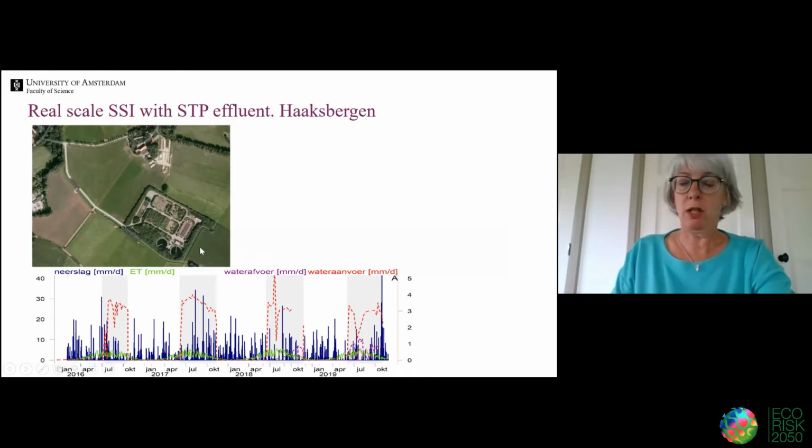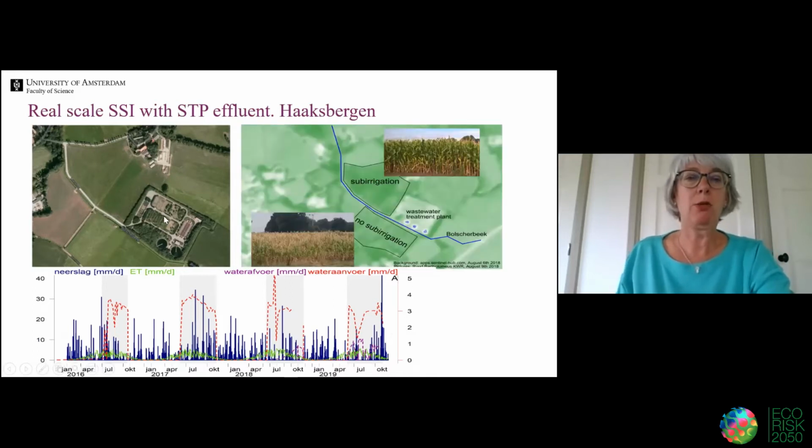So we do this on real scale. Here you see the site with the sewage treatment plant. Here you see the site where we have this subsurface irrigation, and here we have the comparable site, the same type of soil, from the same farmer, but it's not irrigated. During these last 3 years of very dry summers, you can see the difference very well: the fields with crops being much greener than the field which was not irrigated.